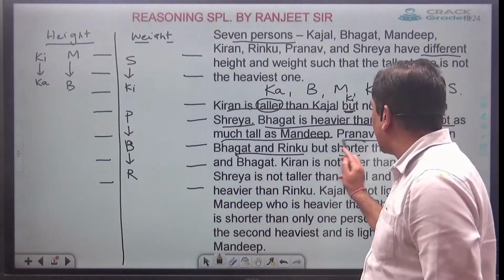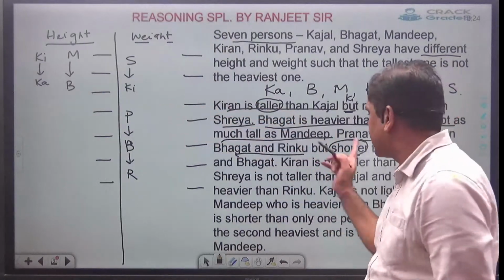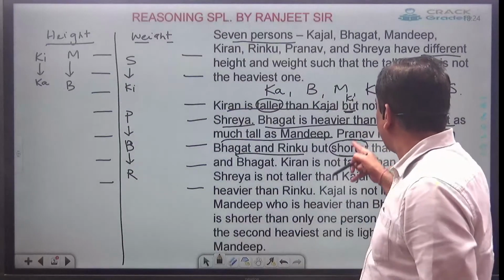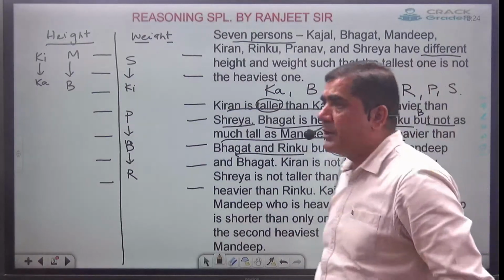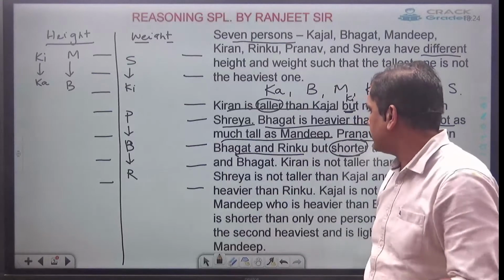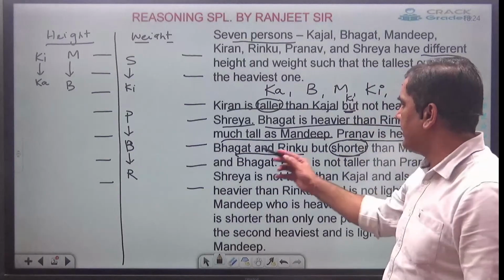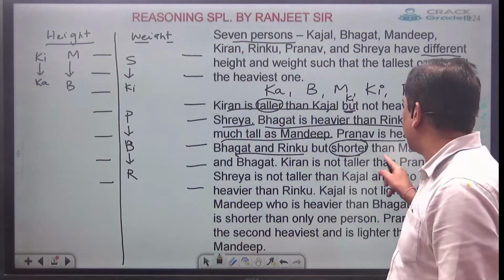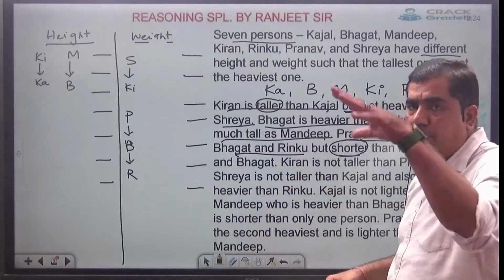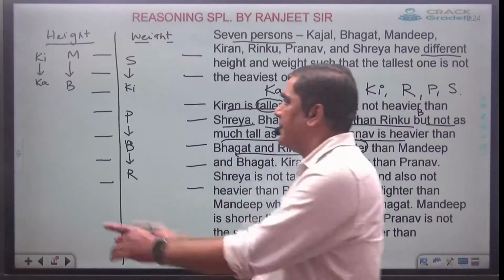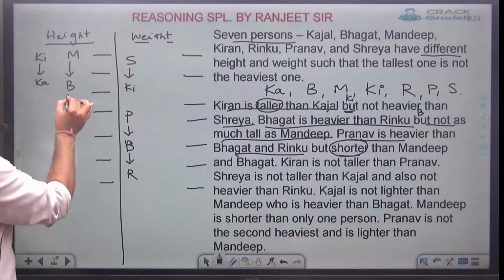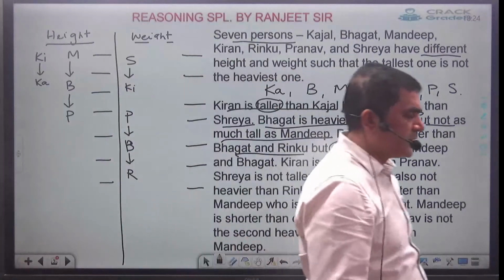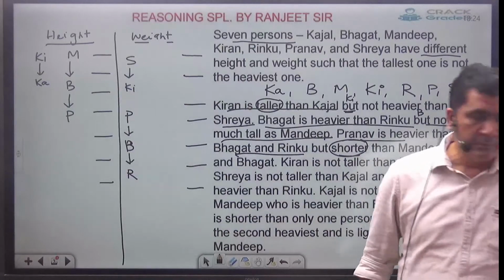But shorter than. Shorter means what? They are talking about height. So for this statement, I'm going to write in the column of height. Pranav is shorter than Mandeep and Bhagat. Shorter means below. So Pranav should be below Mandeep and Bhagat. Just see, Mandeep is over here, Bhagat is over here. So Pranav should be below this one. Clear? Okay, go for the next one.